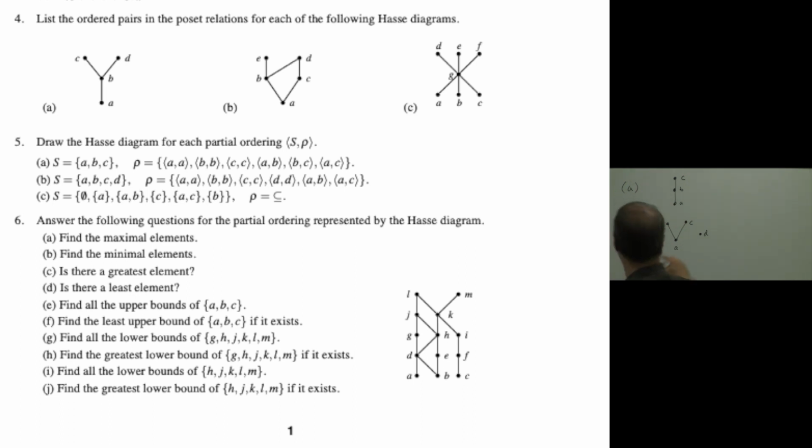And why do we not have this line here? Because we don't have AC. No BC. No BC, right. B is not related to C, so there can't be a path from B to C. B is not related to C.